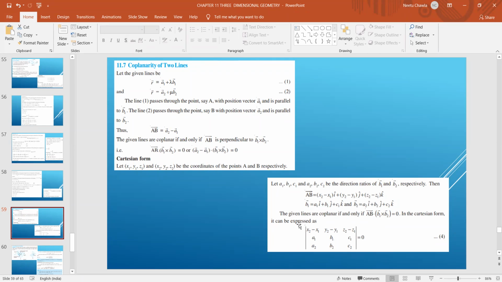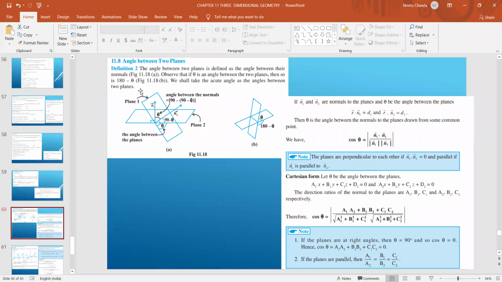How we used to find it? A dot b cross c using this, a determinant.